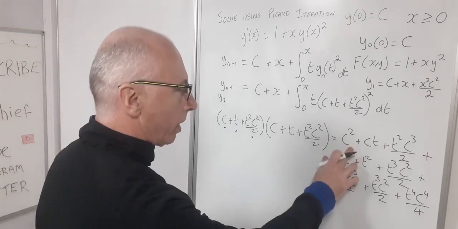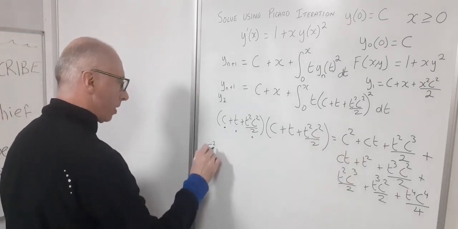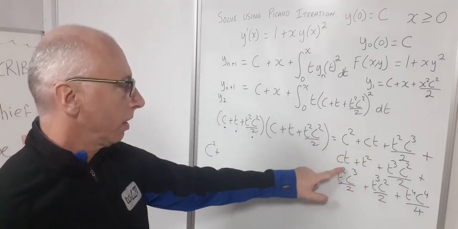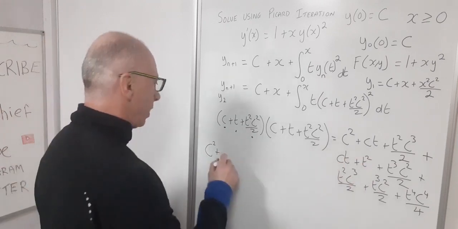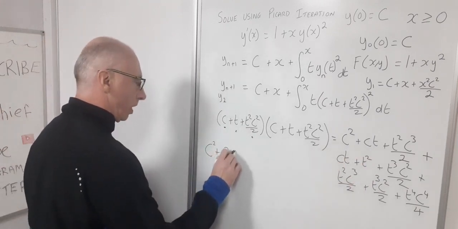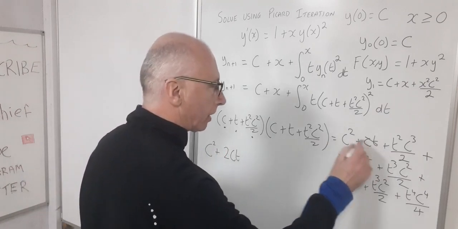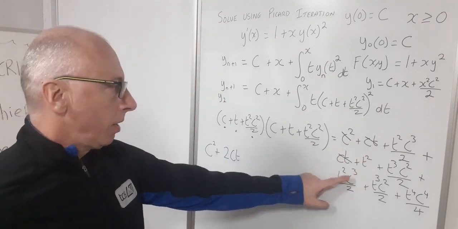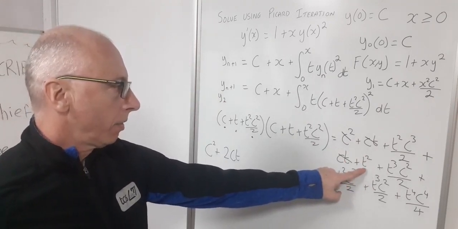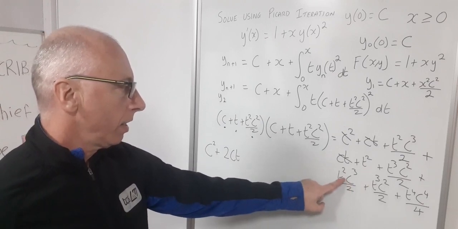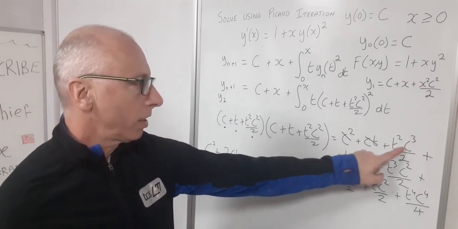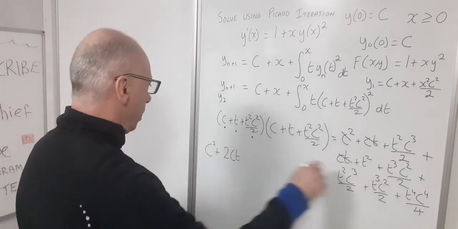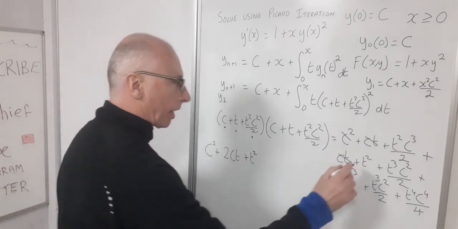So c squared is the only term left on its own, so that's the c squared. What about ct? We've got a ct here and a ct here. So that's now going to give us plus 2ct. So that's that and that taken care of. What about now t squared? So we've got a t squared there, a t squared there with a c cubed, and a t squared there with a c cubed. So let's just leave the t squared on its own for now. So that'll take care of that.